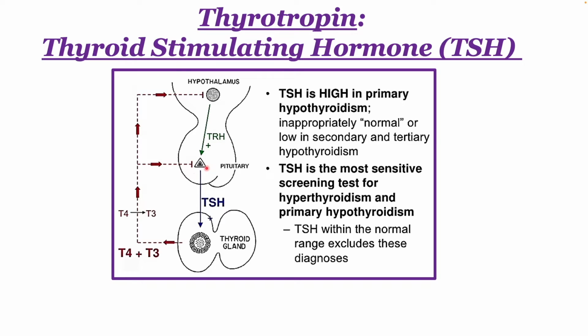So you can see the hypothalamic pituitary axis that regulates TSH and T4 and T3 secretion and conversion in the periphery to T3. So TSH is high in primary hypothyroidism, and TSH is the most sensitive screening test for both hyper and hypothyroidism. If TSH is within the normal range, this excludes these two diagnoses.